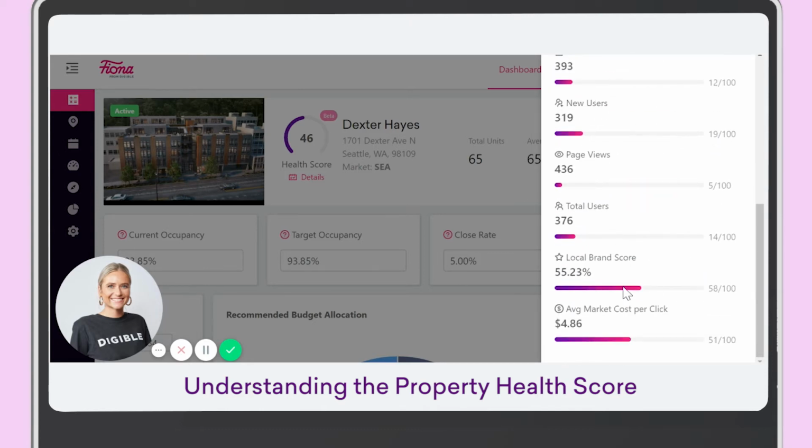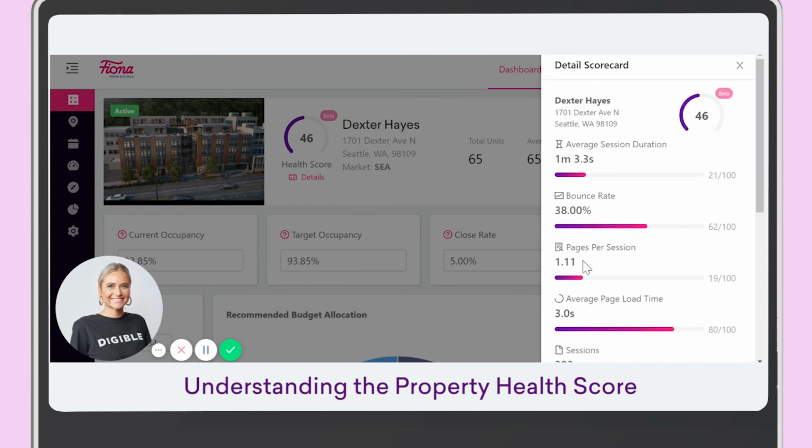Down here, local brand score, this is based off a partnership we have with ChatMeter. So this is going to be your overall online review score, and where you sit with reviews on a scale of 1 to 5 across the board online. And then this is just an average market cost per click. The way that we look at this is supply and demand. If you are in a city or a market where there's a lot of supply and demand, that's going to drive your cost per click up quite a bit. So for this market, you're sitting right at the average of the cost per click that we usually see.